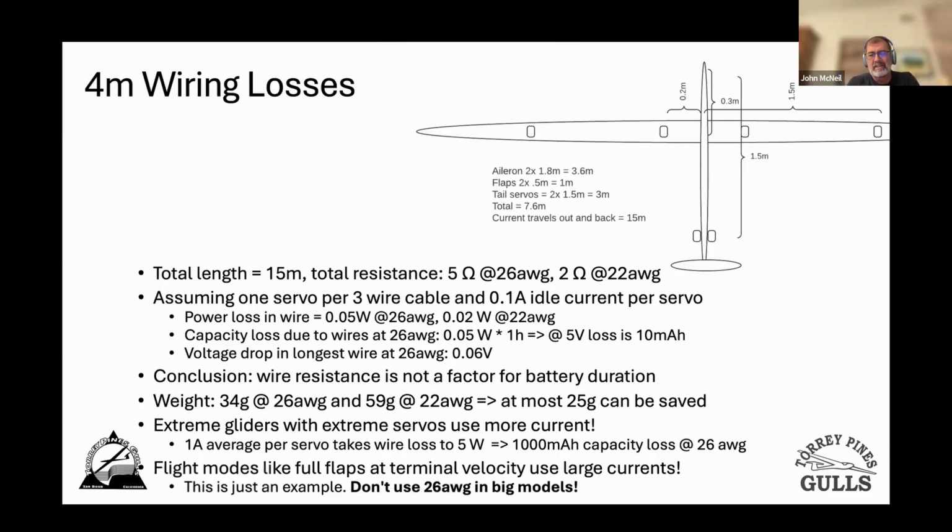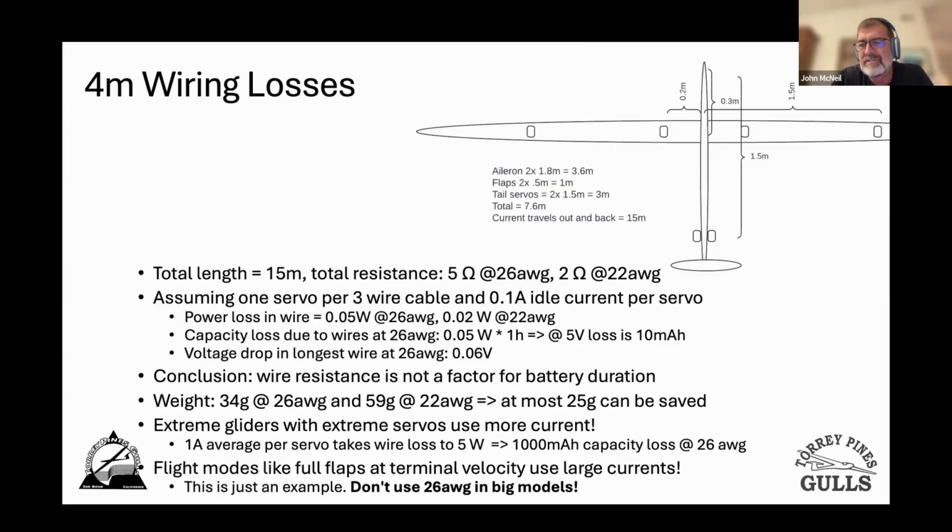But if I say, don't do 100 milliamps, which is idle, take all 6 servos to an amp, now the wire loss is 5 watts, right? That's 1,000 milliamp capacity loss if you use the 26 gauge wire. So now you're actually talking significant flight time reduction and measurable heat in your wires. Now, if you really try to optimize down to 26 gauge or smaller, and then you do a terminal velocity dive and pull flaps, you're well beyond what the 26 gauge can handle. But I just wanted to show you how you would do the math.